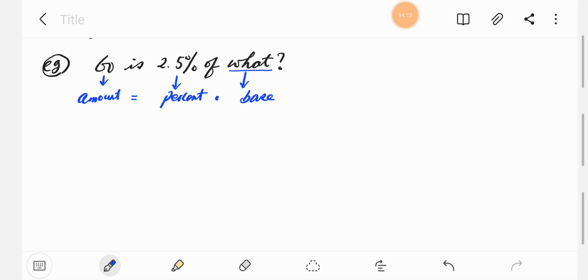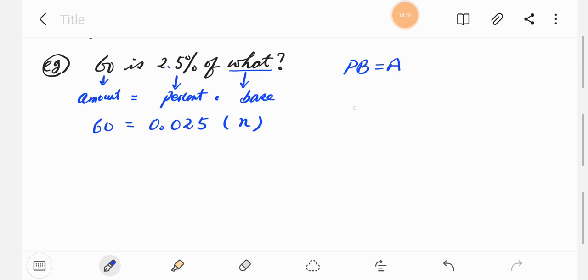So we have to use the basic percent equation, which is PBA. Just write the equation as it is. So 60 equals 2.5%. 2.5% is 0.025, and then multiply by a number, which is n. Make sense?